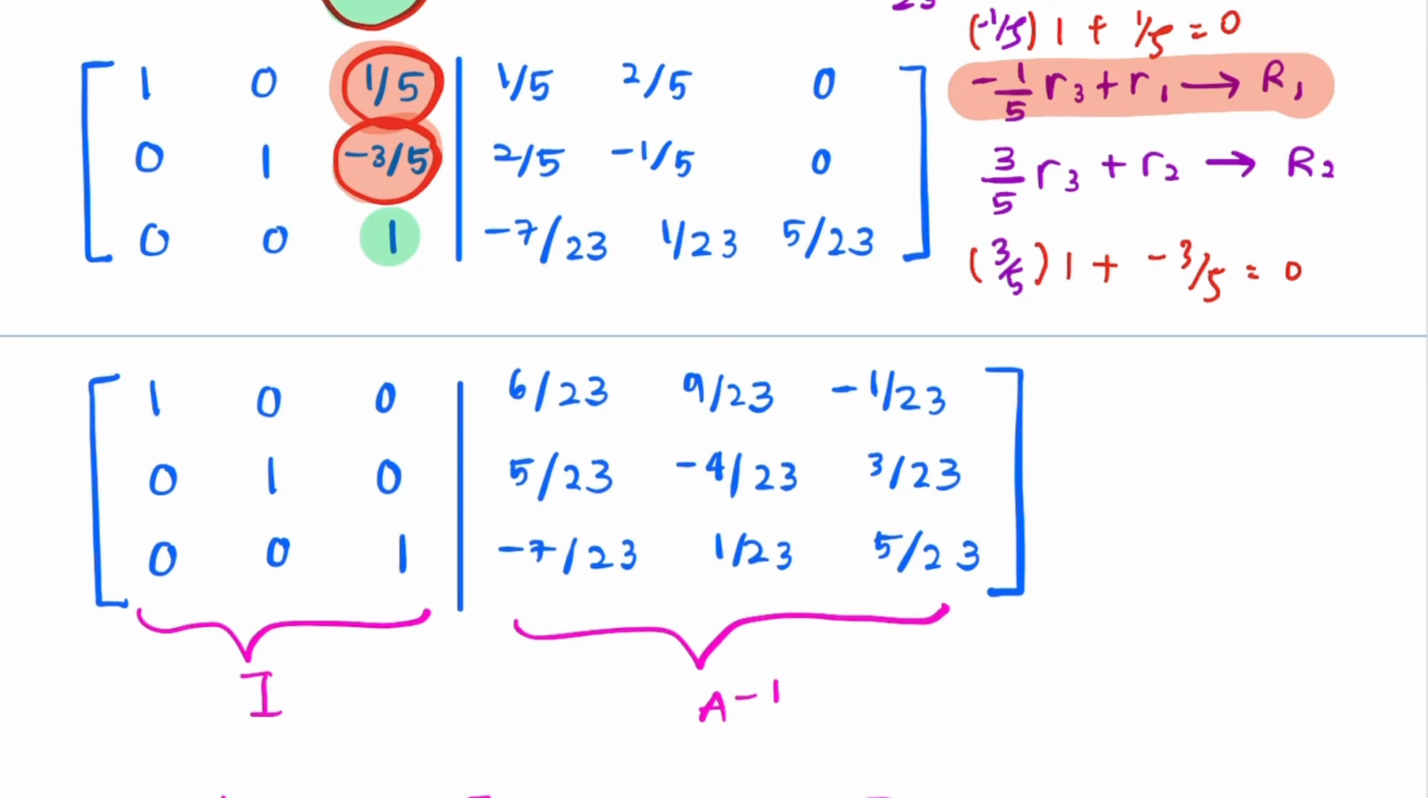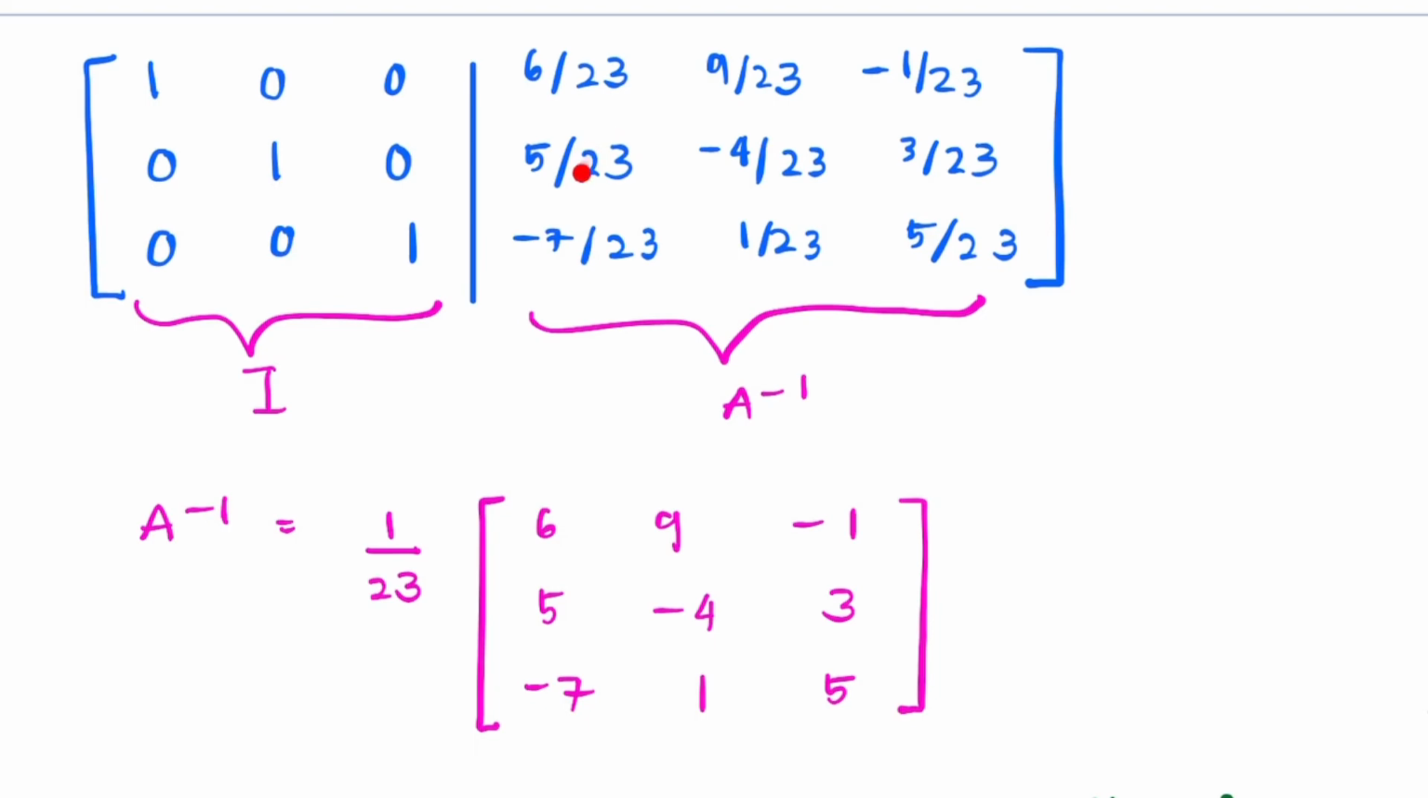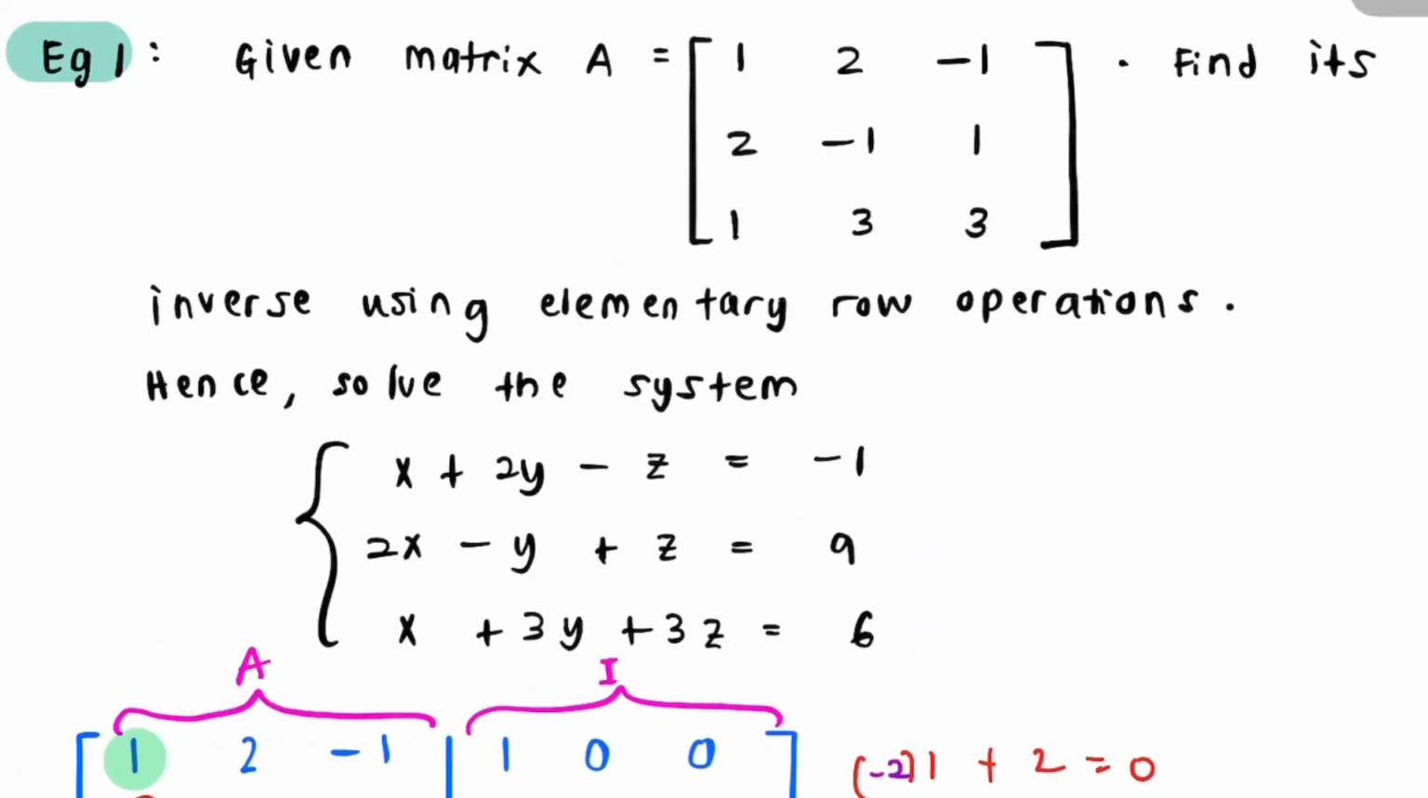This is the identity, 1 0 0, 0 1 0, 0 0 1. And then whatever we have on our right hand side here is now A inverse. Since you can see that we have the same denominator, which is 23, we can just take out 1 over 23. So let's just write back the numbers of your numerator here. Therefore, this is your A inverse. Now let's see what the next question says. Hence, solve this system.